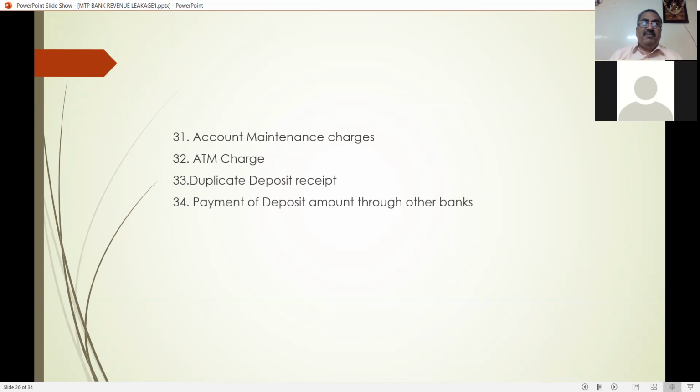Payment of deposit amount through some other banks. If it is done from, say, Canara Bank to Canara Bank, no charges. If the deposit has been deposited at Bank of Baroda, and they are making the payment to the Indian Bank, for that payment they charge some fee.